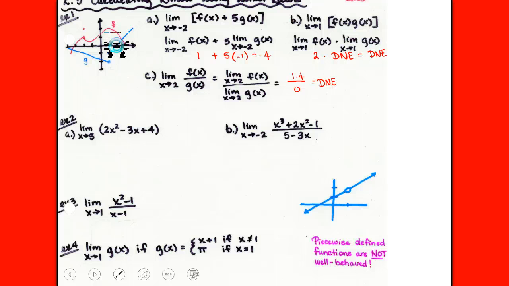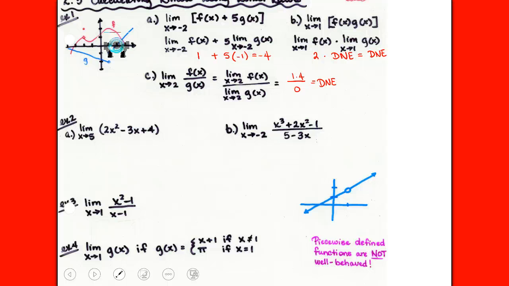So even though I was able to find the 2 separate limits individually, because I got 0 in the denominator, remember they had given us that extra stipulation on law number 5 that g of x, that limit can't equal 0. That denominator can't equal 0 because, of course, that's undefined. So if your limit is undefined, then it doesn't exist.